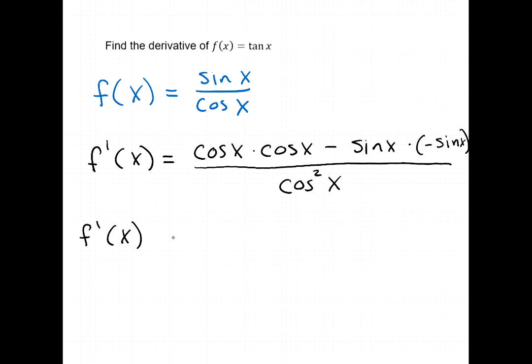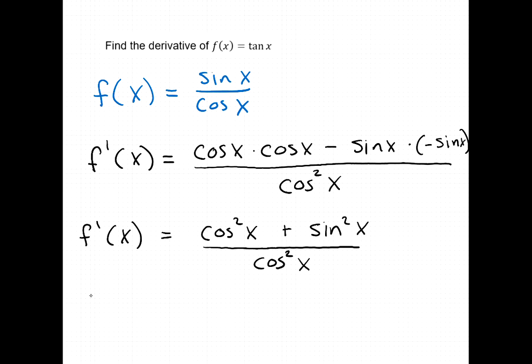Okay, let's do some simplifying here. Cosine times cosine, that's cosine squared of x. We have a minus minus, so that's a plus. Sine times sine is sine squared of x. Now in the numerator, we have the Pythagorean identity for trig functions. Cosine squared plus sine squared is equal to 1.